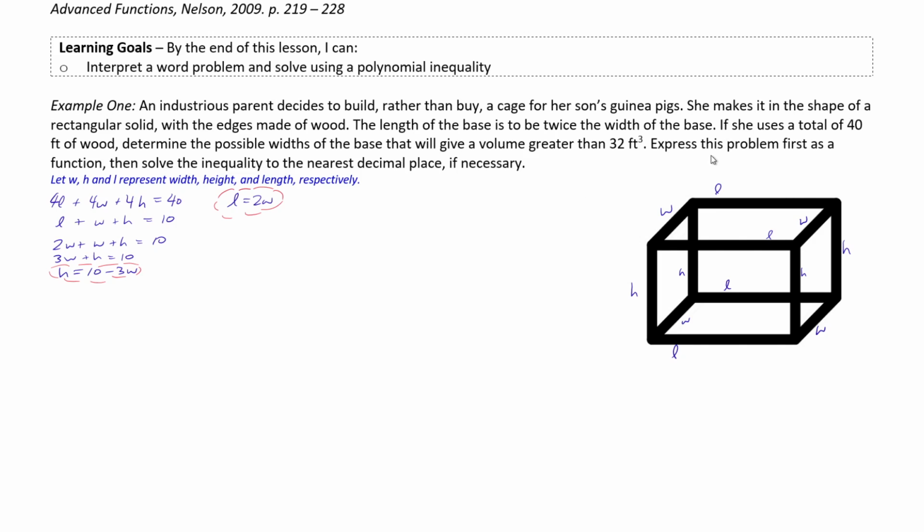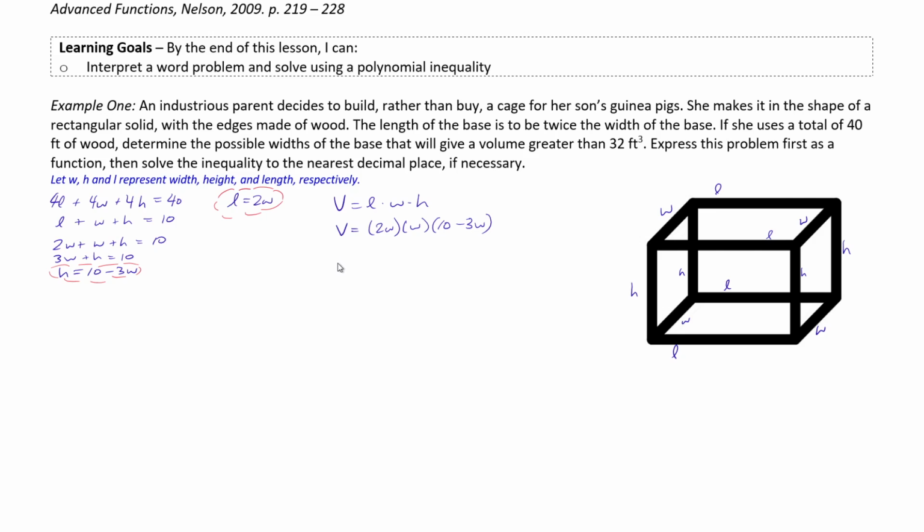The question asked me to express this problem first as a function. So I have to first express volume as a function, right? So volume is equal to length times width times height. But as we can see here, I can have length as a function of width, and I can have height as a function of width. So I'm just going to substitute, instead of length, I'm going to write 2W. Then I'm going to write W here for the width again, and then height, instead of writing height, I'm going to write 10 minus 3W. And so those substitutions were done using information given to us in the problem.